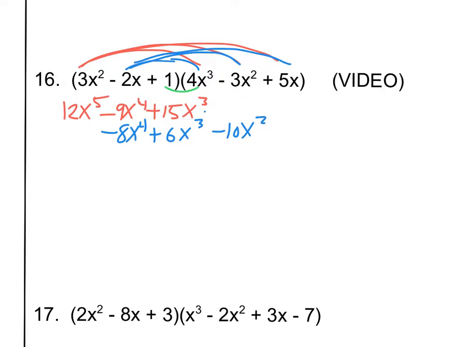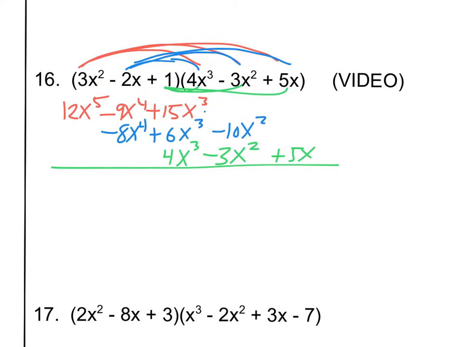And we get plus 1 times 4x squared is going to be 4x to the 3rd. Then we get minus 3x squared and plus 5x. Going down is going to be 12x to the 5th. Minus 9 minus 8 is minus 17x to the 4. 15, 21, 25x to the 3rd. Minus 13x squared and plus 5x. A lot of steps in this one.